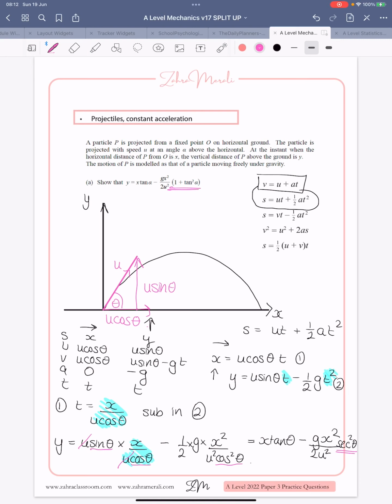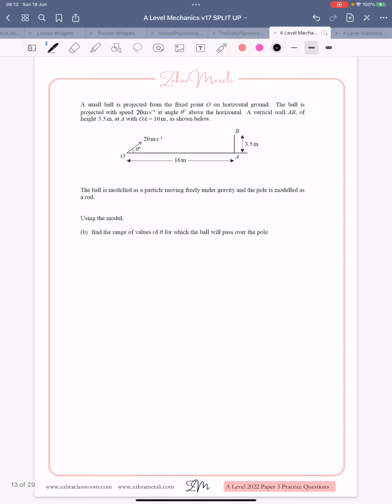Your next line will just be x tan theta. I've written tan theta, they've used alpha, so there should really be an alpha there. So tan alpha minus gx squared over 2u squared, 1 plus tan squared alpha. Okay, so in an exam, you could go back and change it, but I don't think they'll knock you the marks. Okay, so now we're going to use that, and we're literally just going to substitute our values in.